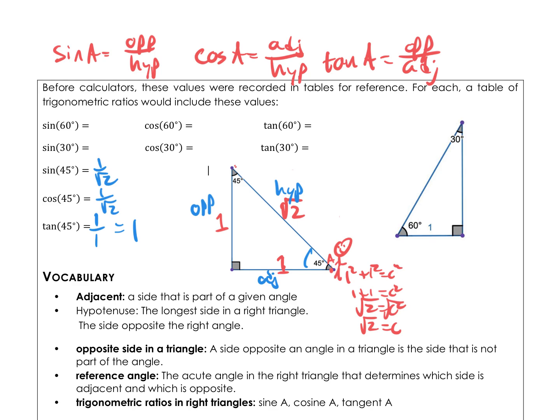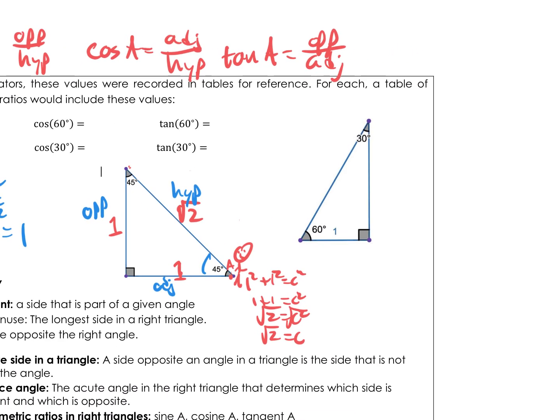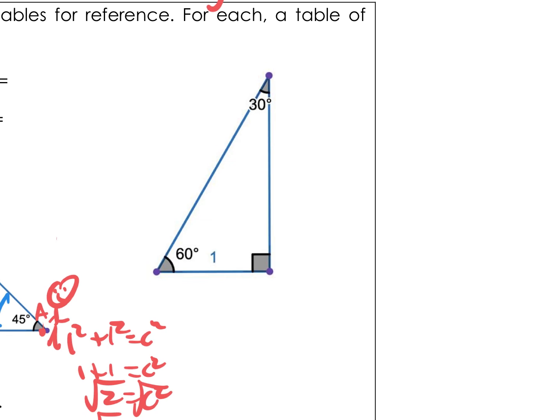Well, what about this other one? It's 30 and 60. All right, how do we find sine and cosine of those? Well, this is half of something else. It's not half of a square. I guess you could make it half of a rectangle, but we want to make it half of an equilateral triangle. So if we have an equilateral triangle, in an equilateral triangle, all sides are the same and all angles are the same.